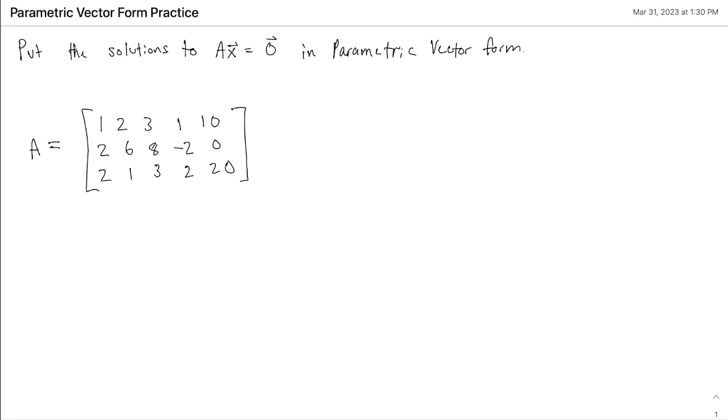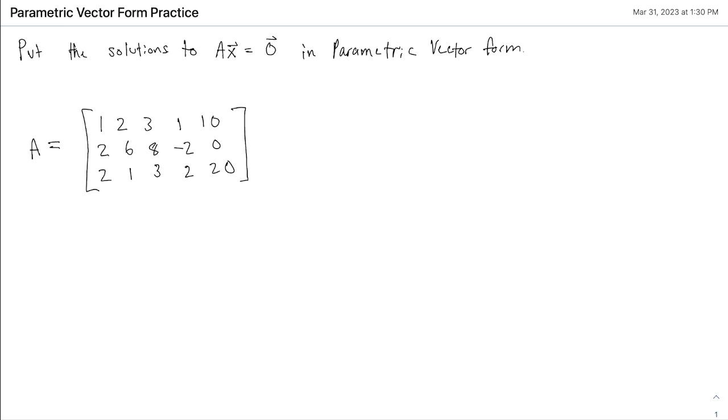So the basic principle behind parametric vector form is representing a solution set in terms of the free variables, because the free variables are going to be the things that are changing in reference to our basic variables, right? So let's try it. Let's see what happens, okay?